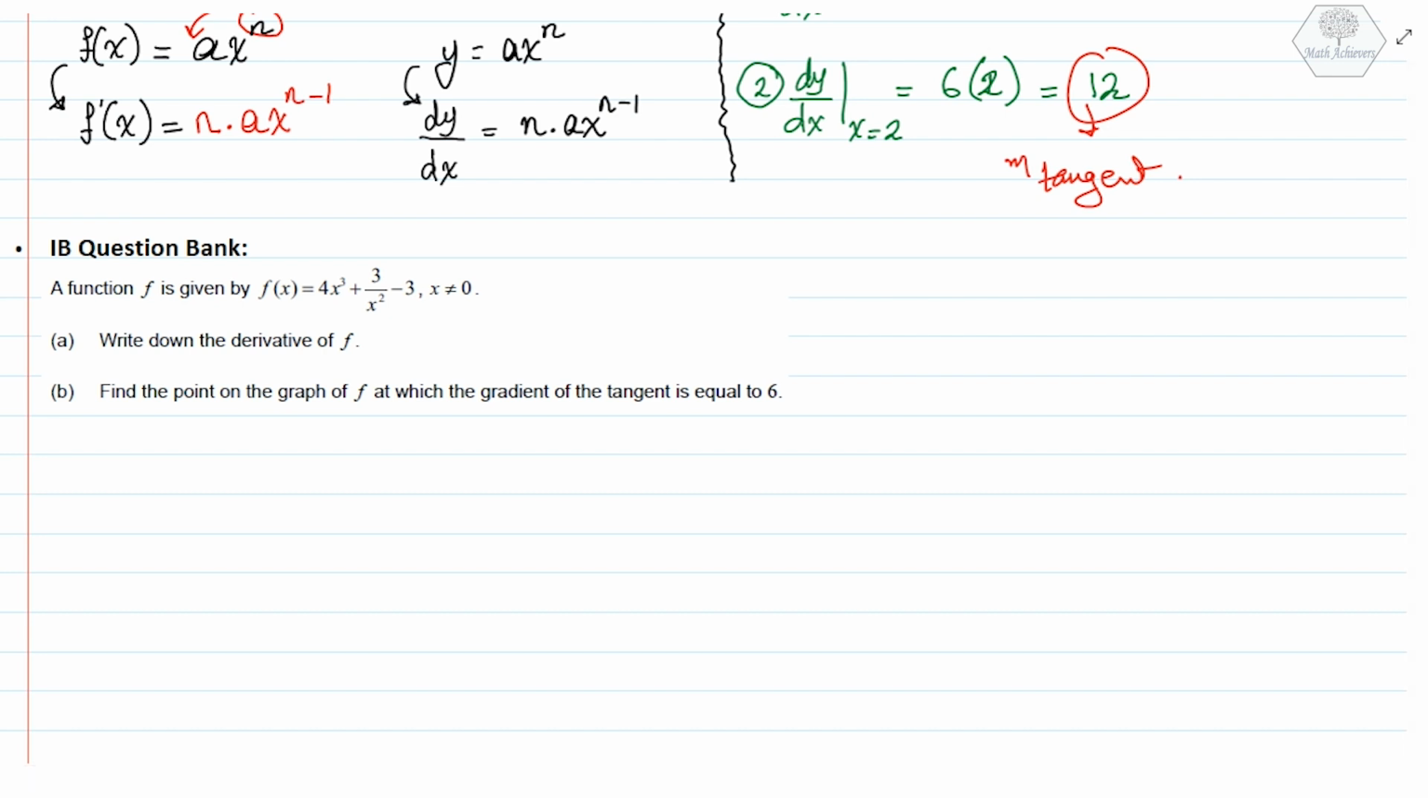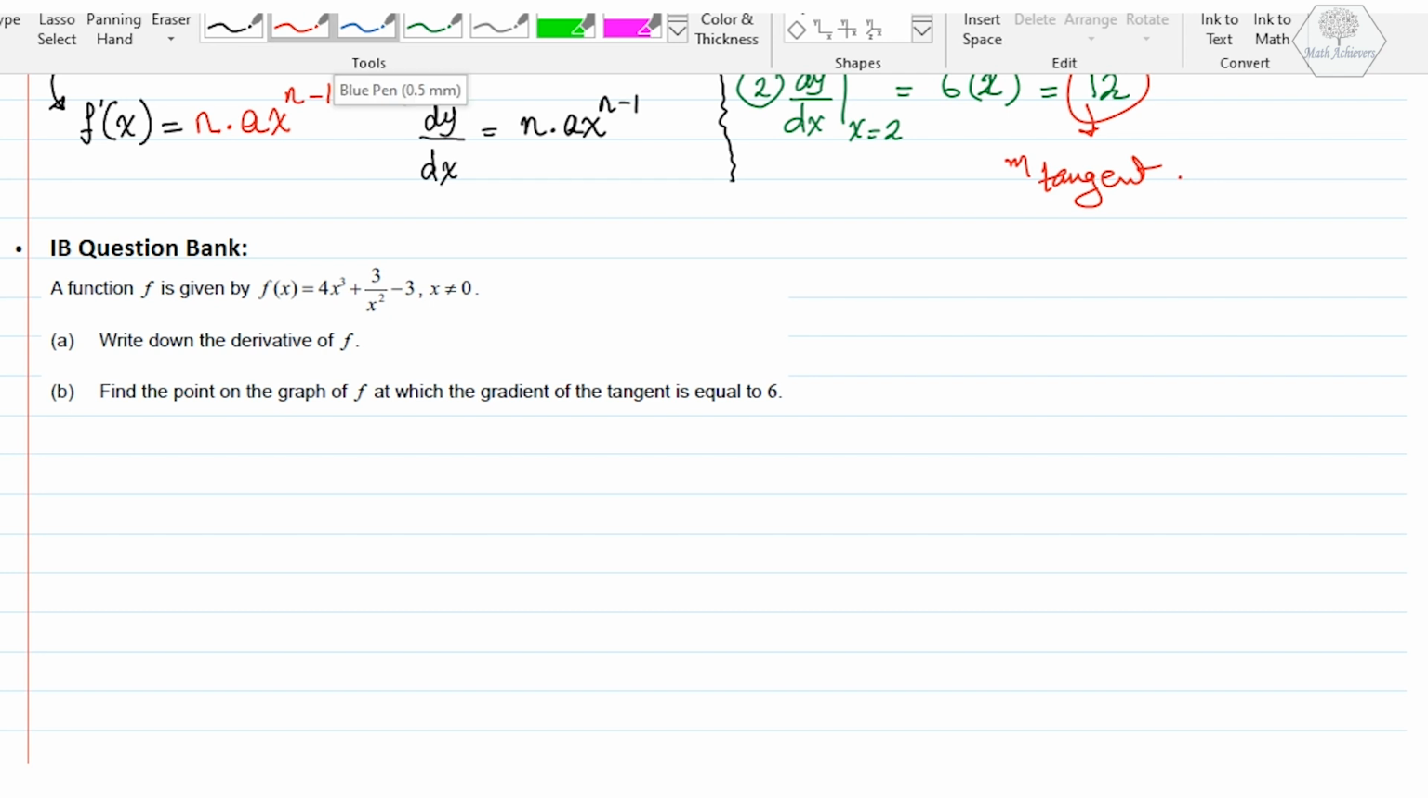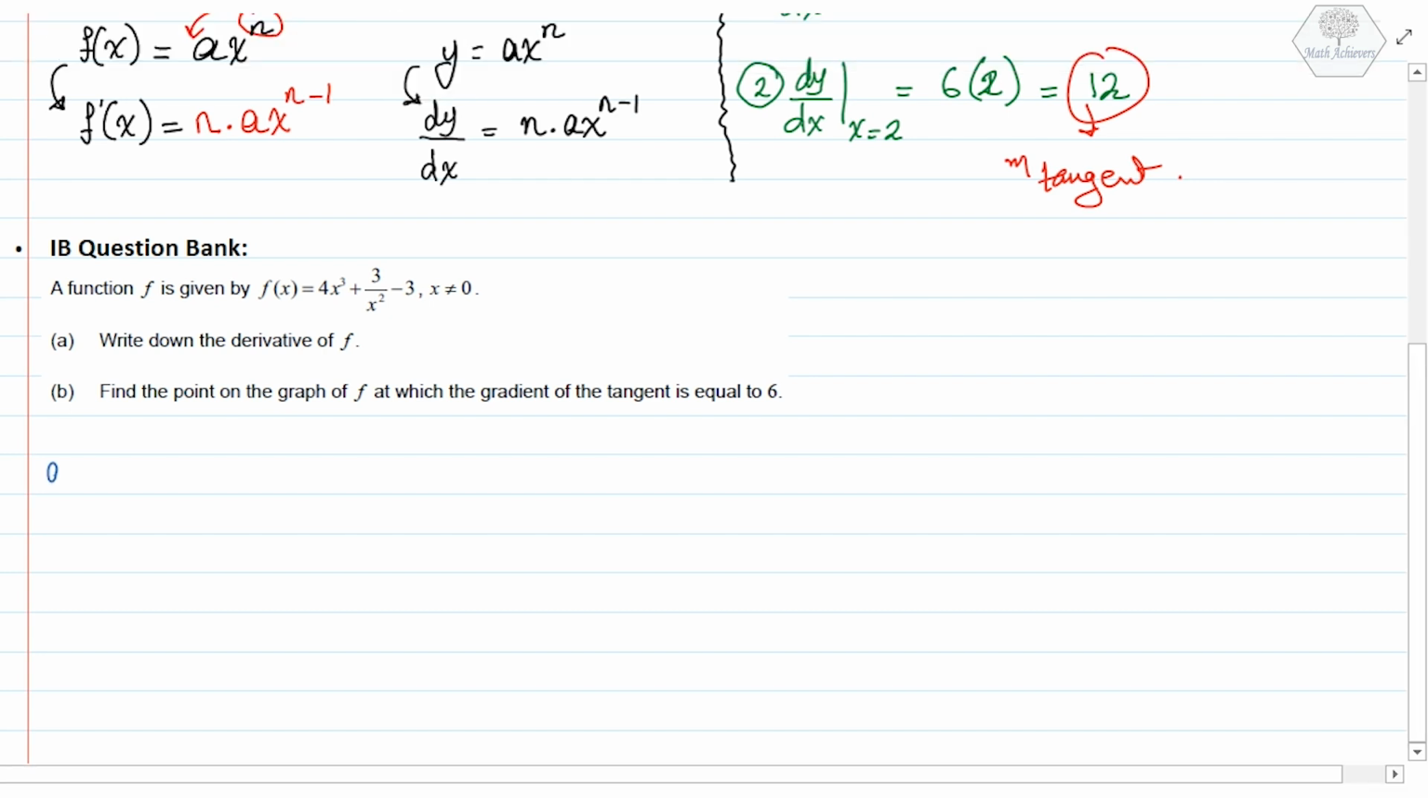The first thing, in order to find the first derivative, we need to rewrite f of x, because in order to derive, I don't need any variable to be in the denominator, so I have to take it up in the numerator. So rewriting it will give me f of x is equal to 4x cubed plus 3x to the power of negative 2, because I've taken it up, minus 3.